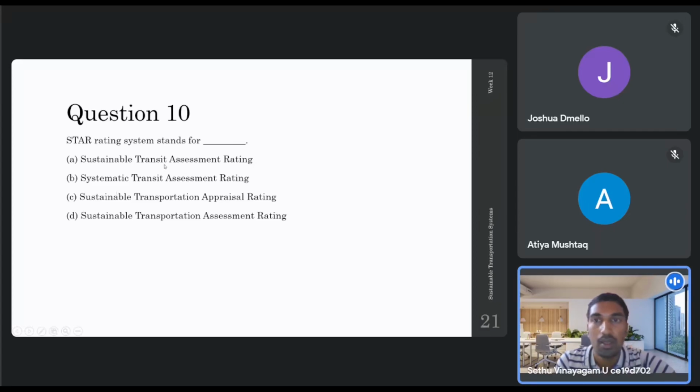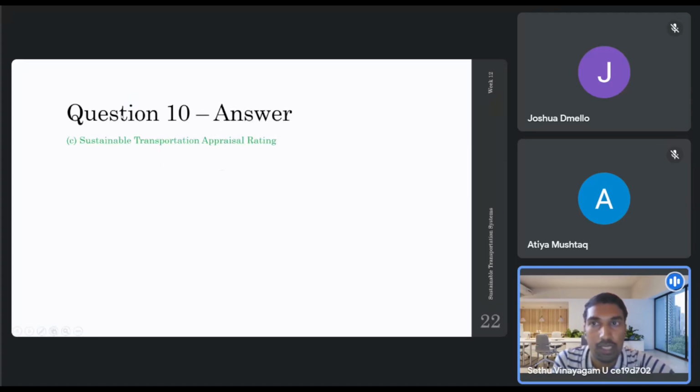So transit means we are looking at public transit modes. It's not just for that, but anything to do with transportation, any project related to transportation. So this is applicable for that, not necessarily for transit systems, right? It is to evaluate the sustainability aspect of these transportation related projects. Therefore, the expansion of STAR is Sustainable Transportation Appraisal Rating. So C is the right answer.